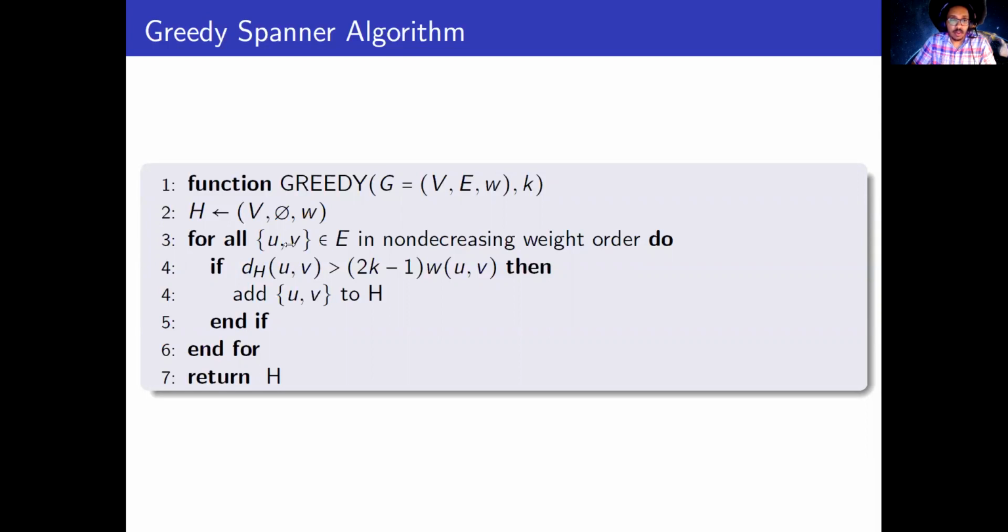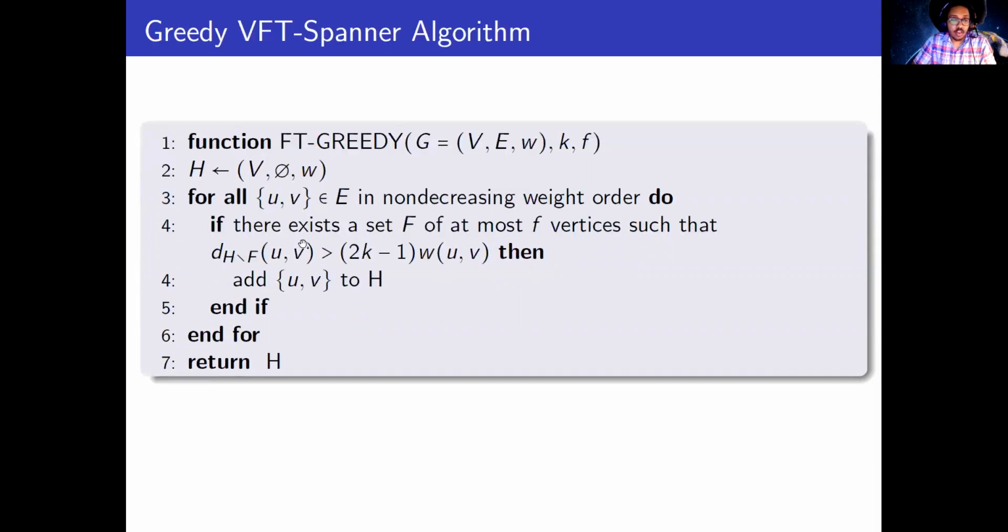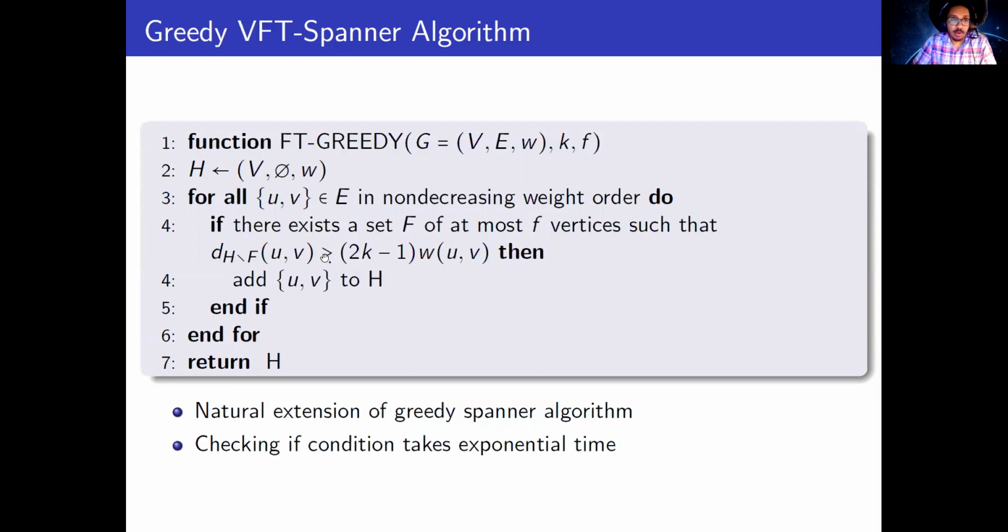Now, let's take a look at the greedy vertex fault-tolerant algorithm of Bodwin et al. This algorithm is a very natural extension of the previous one. However, in each iteration, instead of checking if the spanner condition holds for a pair of vertices, we check if the spanner condition for that pair of vertices is robust to a set of up to f vertex failures. However, unlike the previous algorithm, this is not known to be doable in polynomial time. In fact, this problem of determining whether or not a fault set exists is an NP-hard one. If we can replace this find-a-fault-set subroutine with one that runs in polynomial time, then we can run this algorithm in polynomial time, as we'll simply be running a polynomial time algorithm a polynomial number of times.